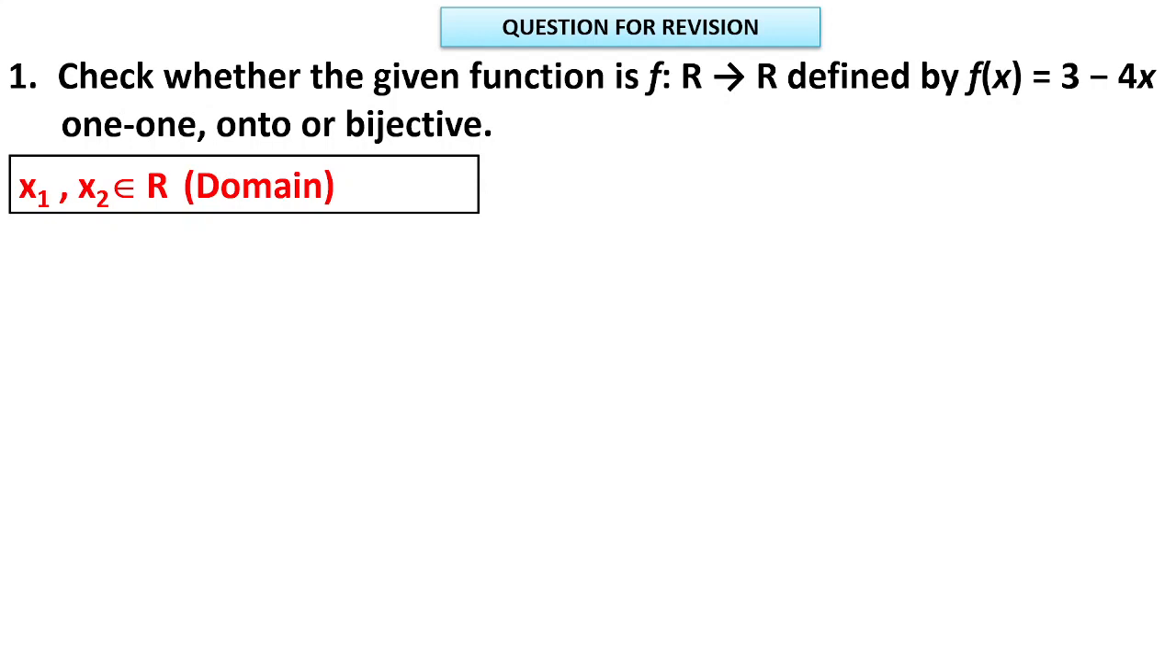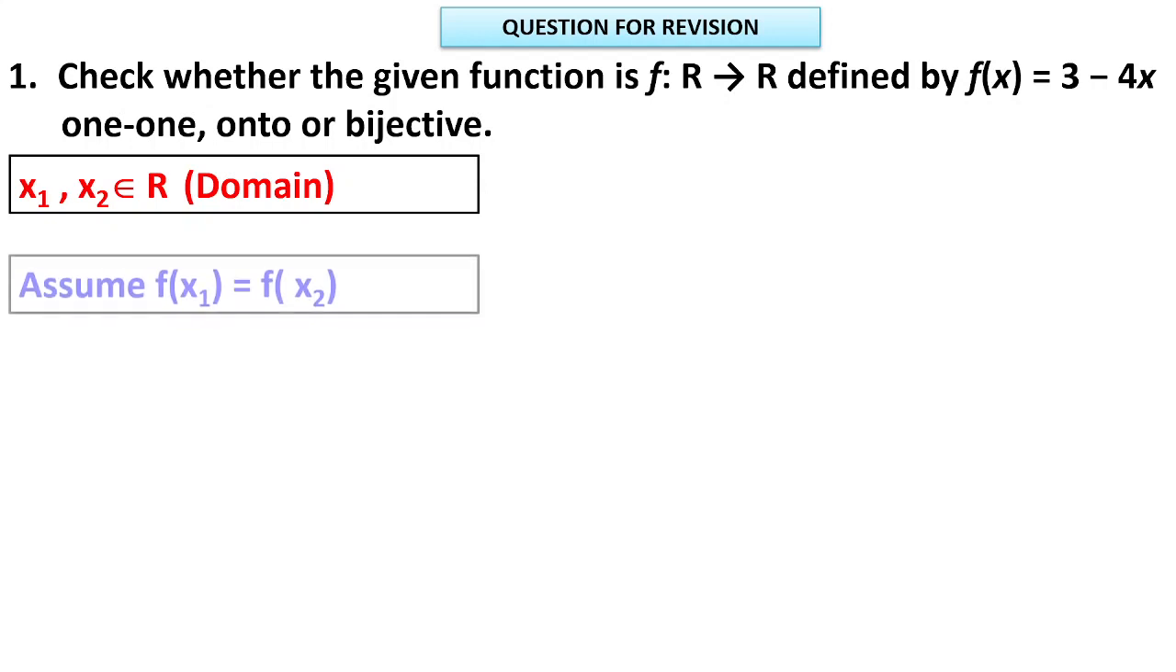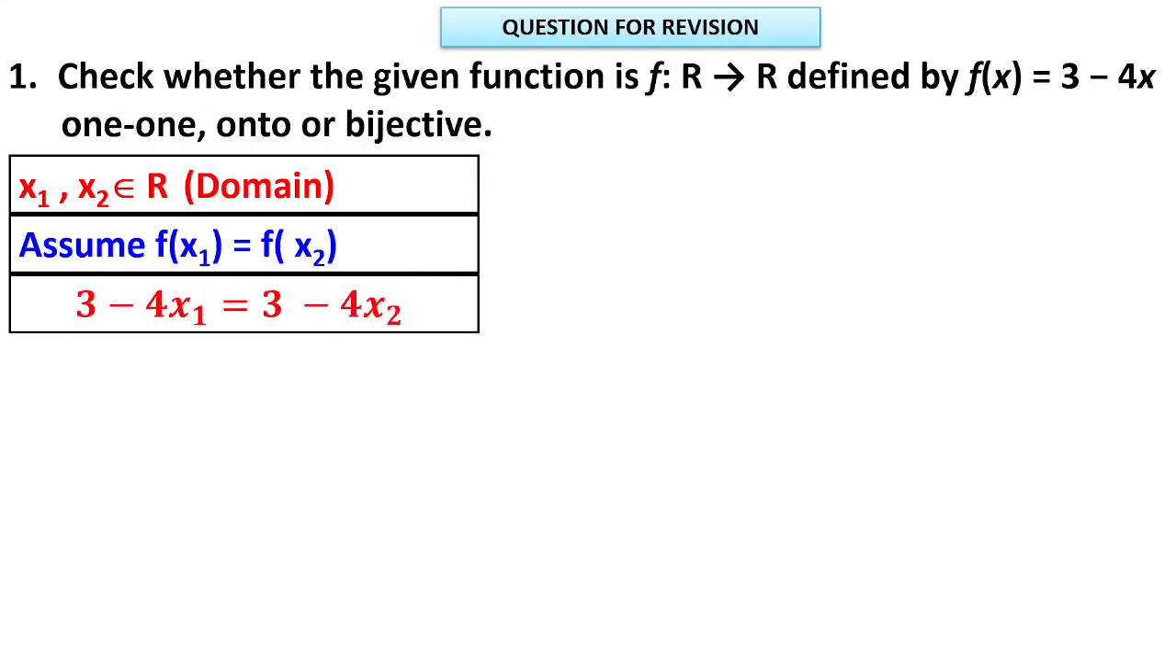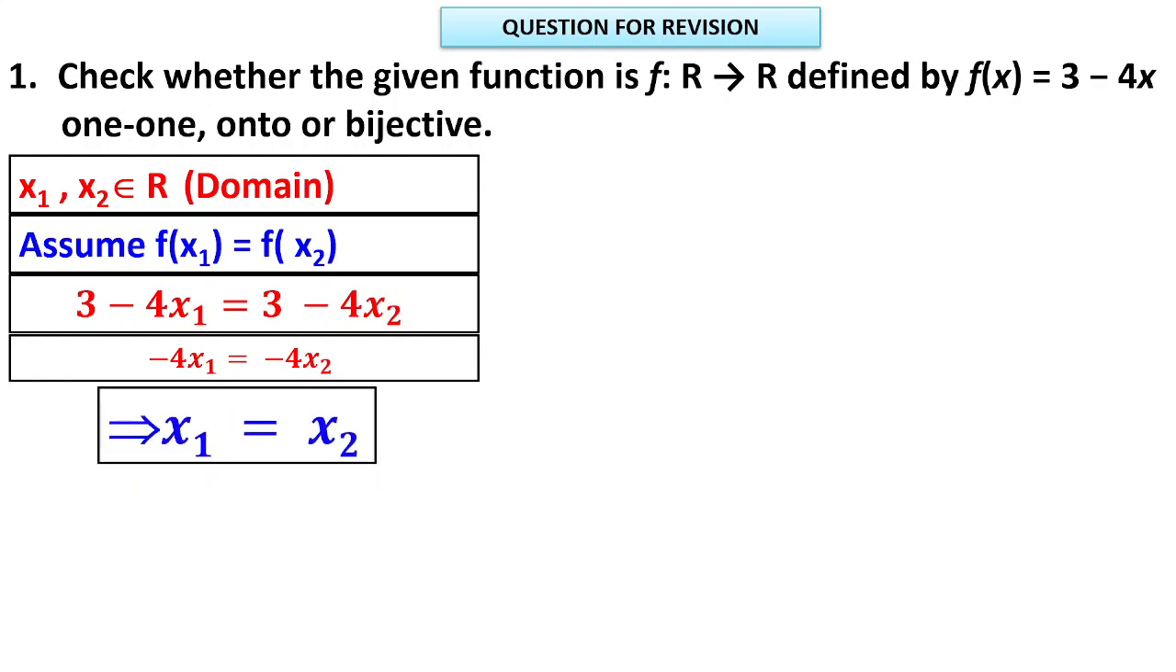Already we know what you have to do. You have to take x1, x2 in the domain. Assume f of x1 is equal to f of x2, and then continue. I am assuming f of x1 is equal to f of x2. From f of x, it is 3 minus 4x1 is equal to 3 minus 4x2. 3 gets cancelled. Minus 4x1 is equal to minus 4x2. Once again minus 4 can be cancelled. x1 is equal to x2.